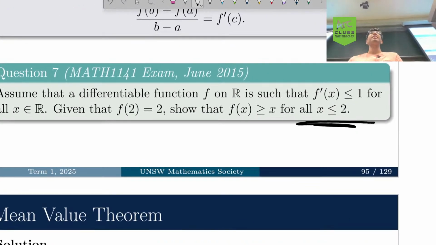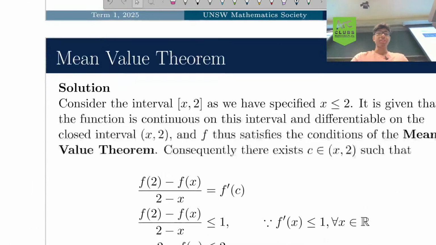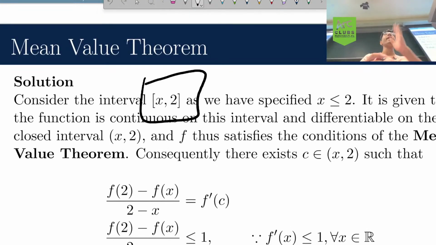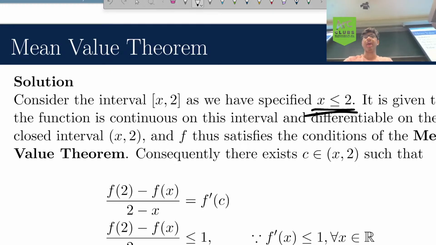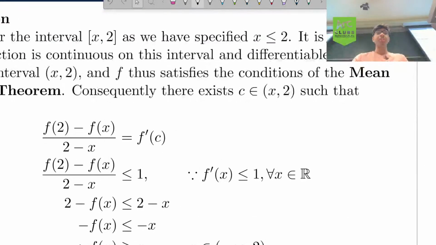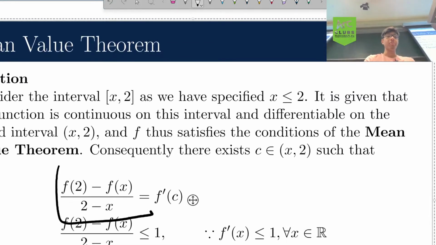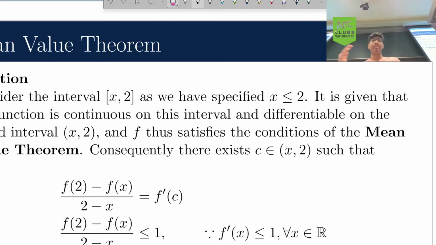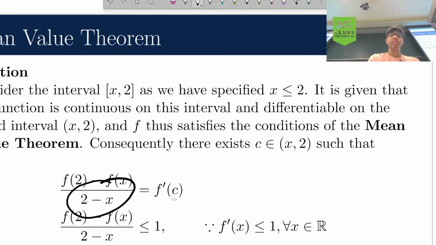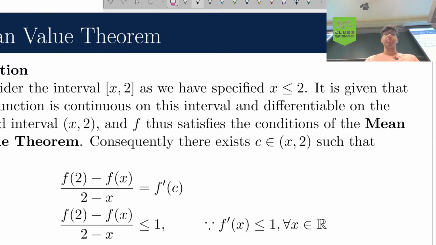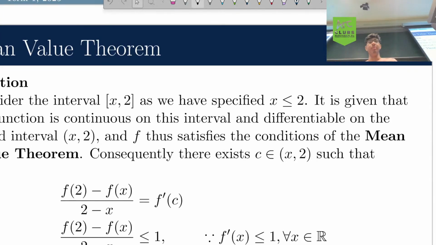So I'm looking at x less than or equal to 2, so I'm going to consider that my x is somewhere lower, maybe equal to the number 2. The reason I'm going to say that is because I'm going to consider the interval from x, which is lower, to 2, where, as we have specified, x is less than or equal to 2. So that's the thing I'm considering. Let's chuck in the mean value theorem. I apply it here. (f(2) - f(x)) / (2 - x) equals f'(c), so that's just straight mean value theorem, nothing special there, for some c between x and 2.